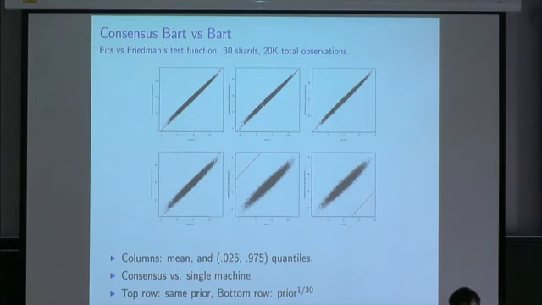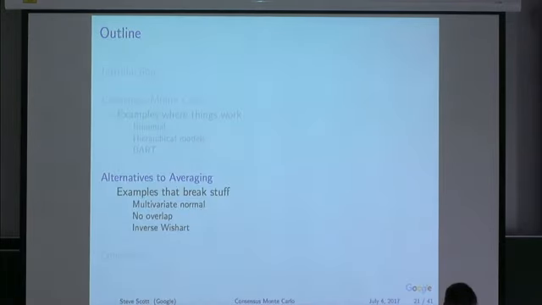The lower 2.5 percentile and the upper 97.5 percentile of the predictive distribution. Okay, so at those 3 points, things kind of work out okay. In the interest of time, I'm maybe going to not tell you what happens in the bottom row. Okay, so that's consensus Monte Carlo, and I just showed you some examples that would make you think, okay, this averaging is not a bad thing to do.